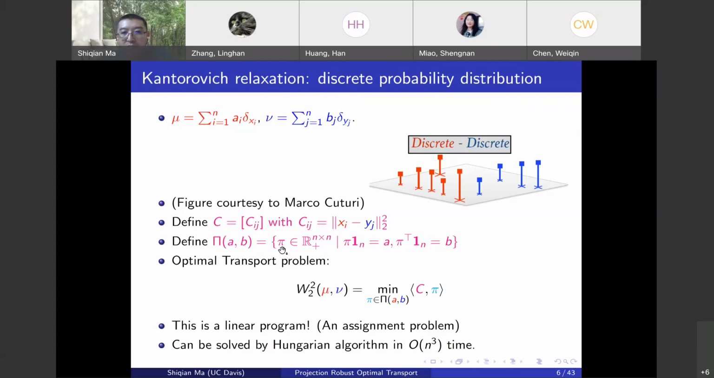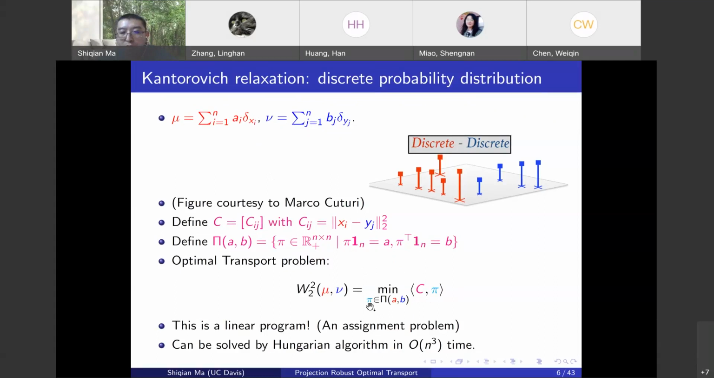So we have a set of n by n non-negative matrices, and it satisfies two linear equality constraints. Okay, so this one says that the row sum of this matrix is equal to A, and this one says that the column sum is equal to B. Okay, and A and B are the probabilities given by these two probability distributions. And in this case, we can actually see that this optimal transport problem reduces to a linear programming problem, right?